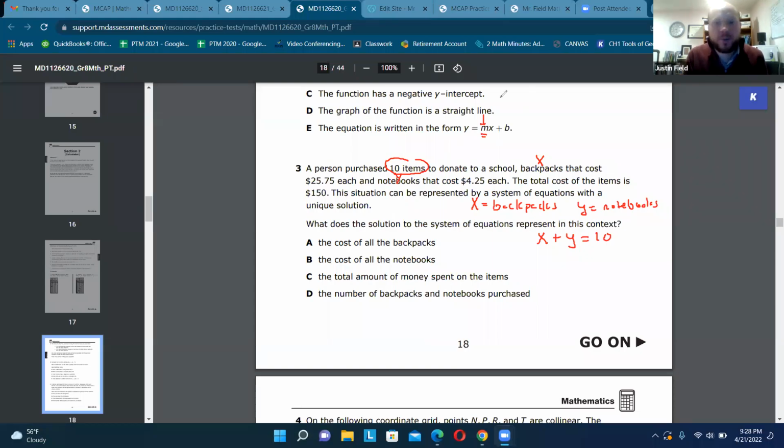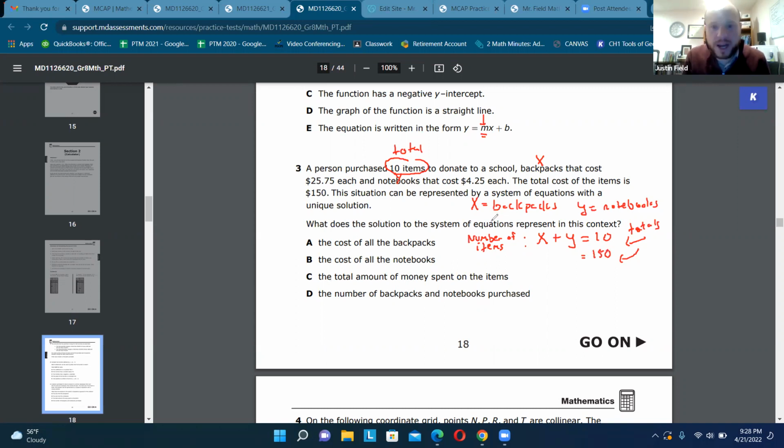One equation can represent the number of items, because they told us a total number of items. That's another thing: the totals go on the other side. So what other information do we have? We have cost, right? We know the total cost is $150.